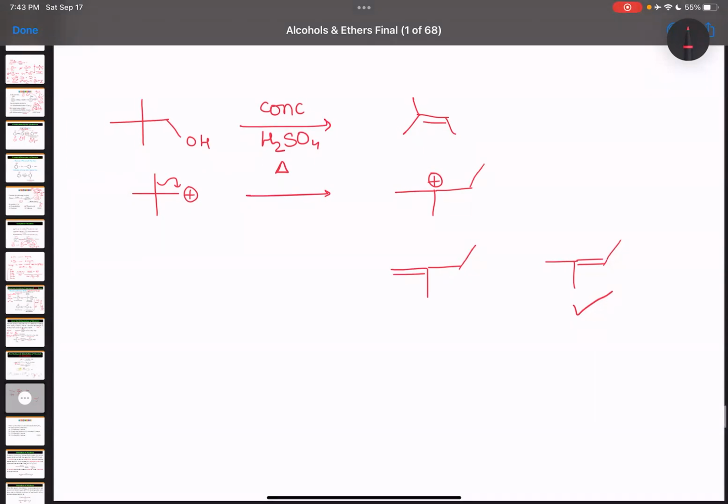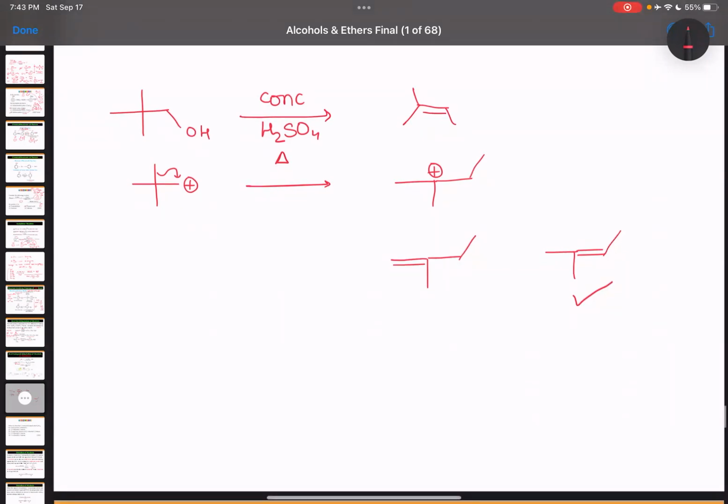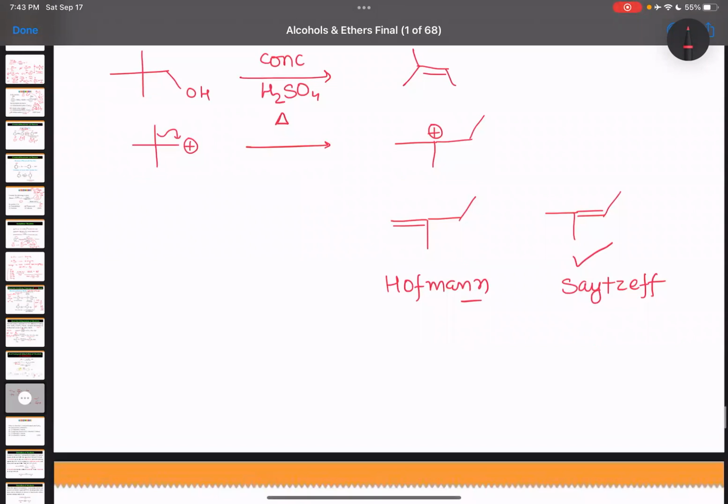What type of alkene is this? Zaitsev alkene. And this one is a less branched alkene, the Hofmann alkene. Is it clear? Yes, sir.